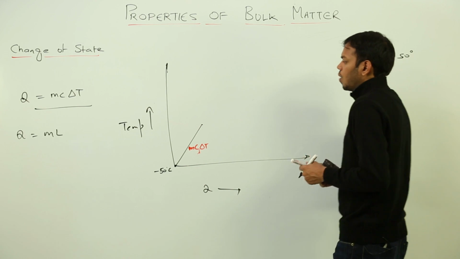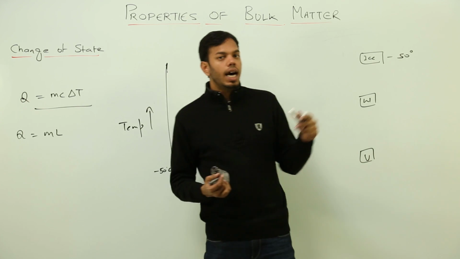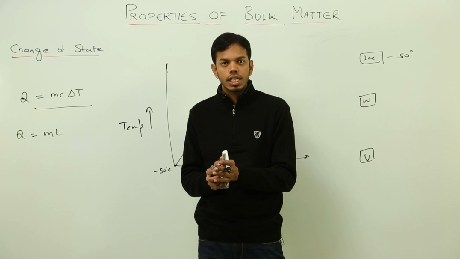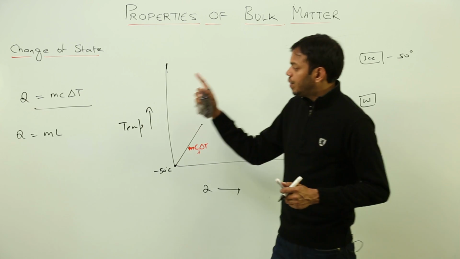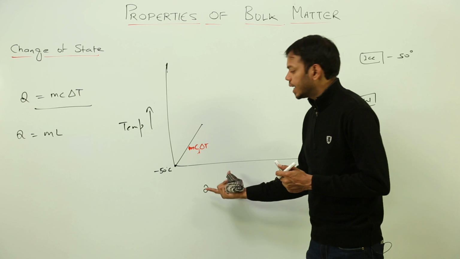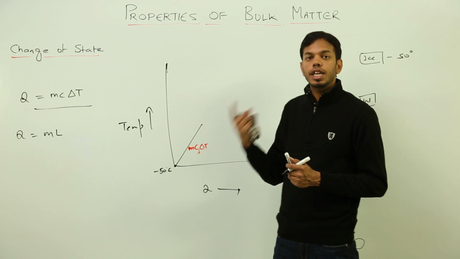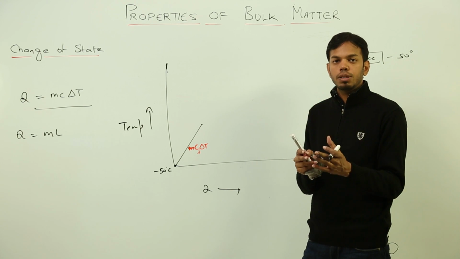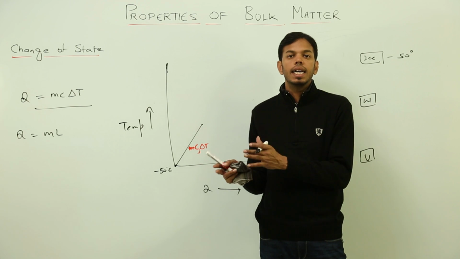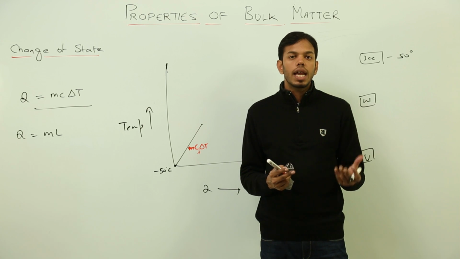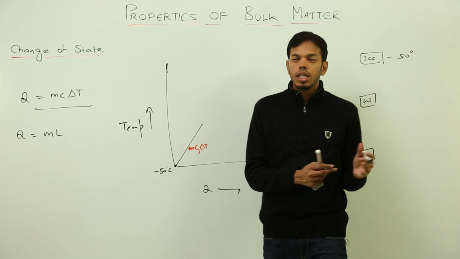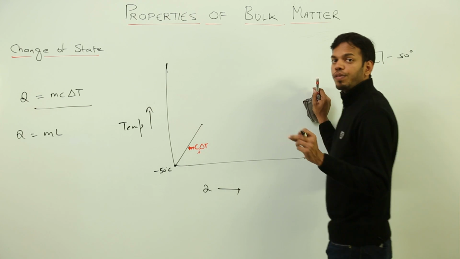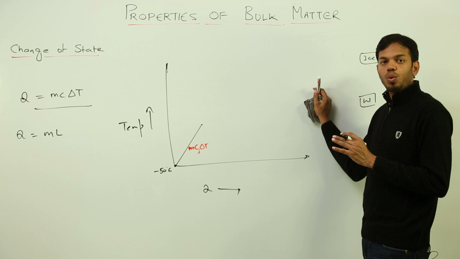Now, once all the ice has been brought to 0 degrees Celsius, the further heat given will change the state of ice. The heat given to the ice pack is now absorbed by the ice, and it's utilized in changing its state from ice to water. In that way, temperature will remain constant till the point when the whole of the ice has been converted into water.